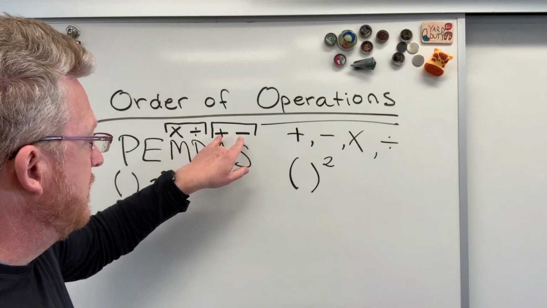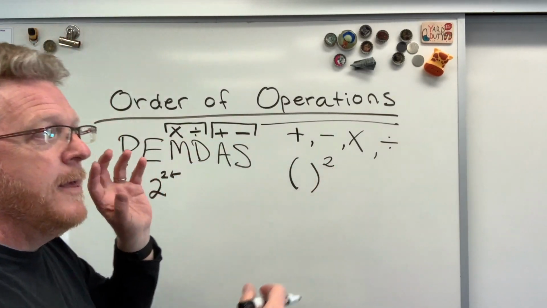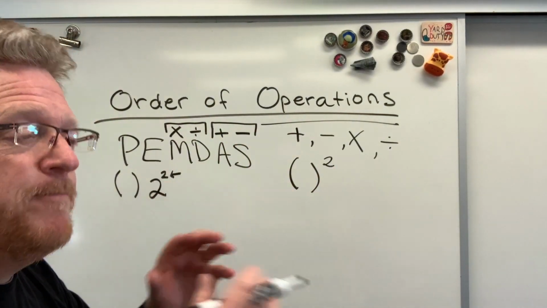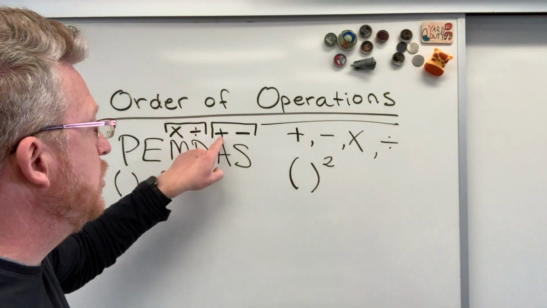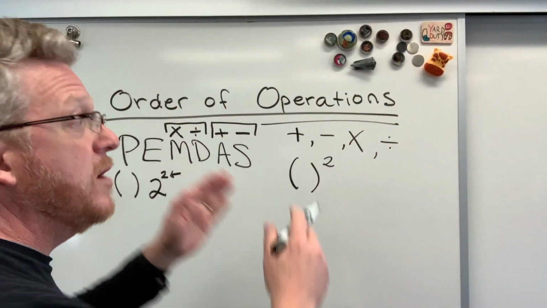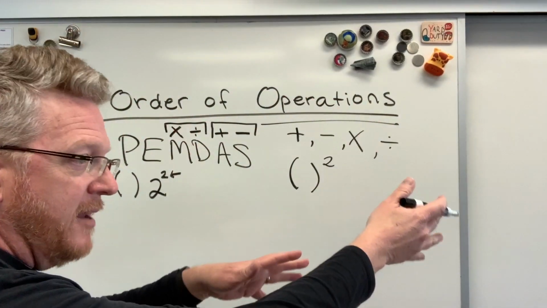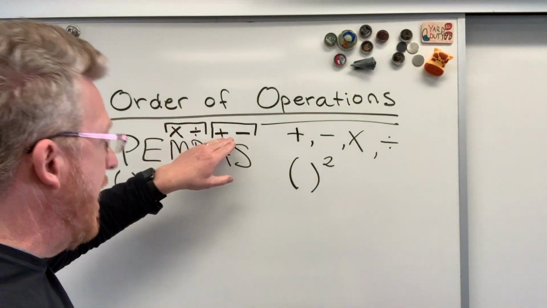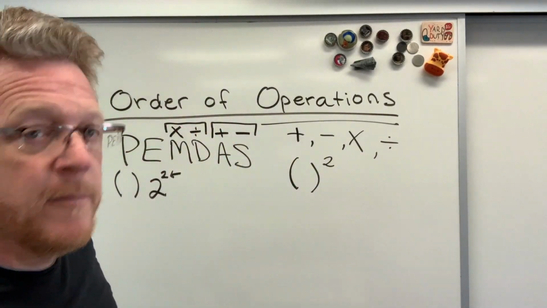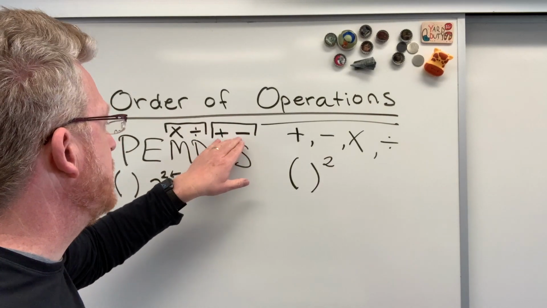And so if there's a long equation you're solving that has adding and subtracting in it, it doesn't really matter which one. Whichever one comes first when you're reading it from left to right, adding or subtracting, you just do it in that order. All right. So adding and subtracting are best buds.